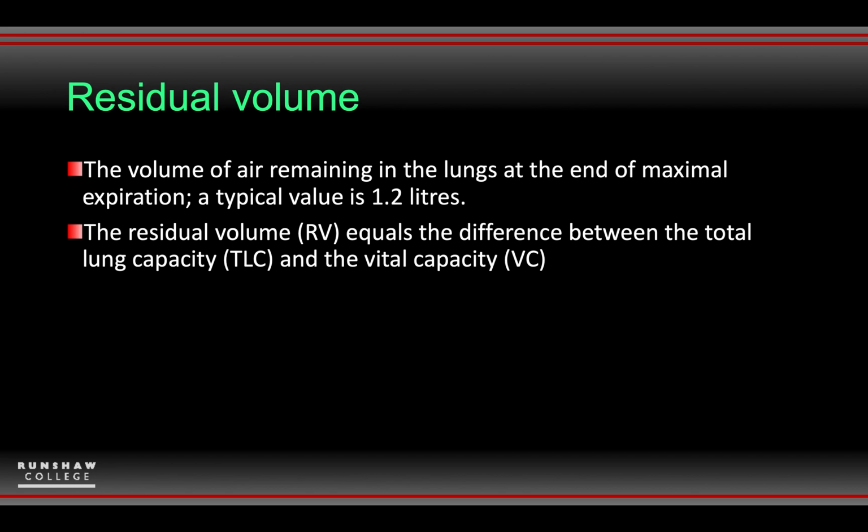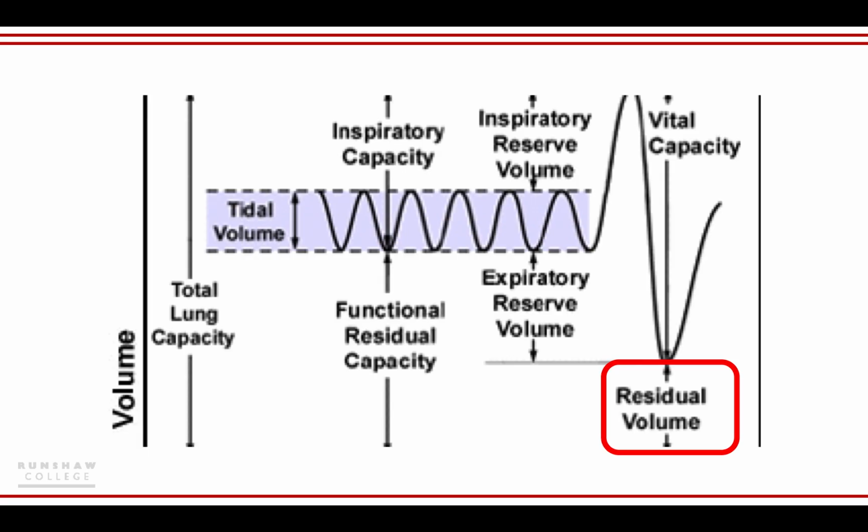So typical value can be 1.2 litres if you're at maximum expiration. Okay, and it's simply the difference between your total lung capacity, which is everything, and your vital capacity, which we'll come to in a minute, but it's simply a full expiration. All right, so there's your residual volume. That's just what's left over and can't be used.